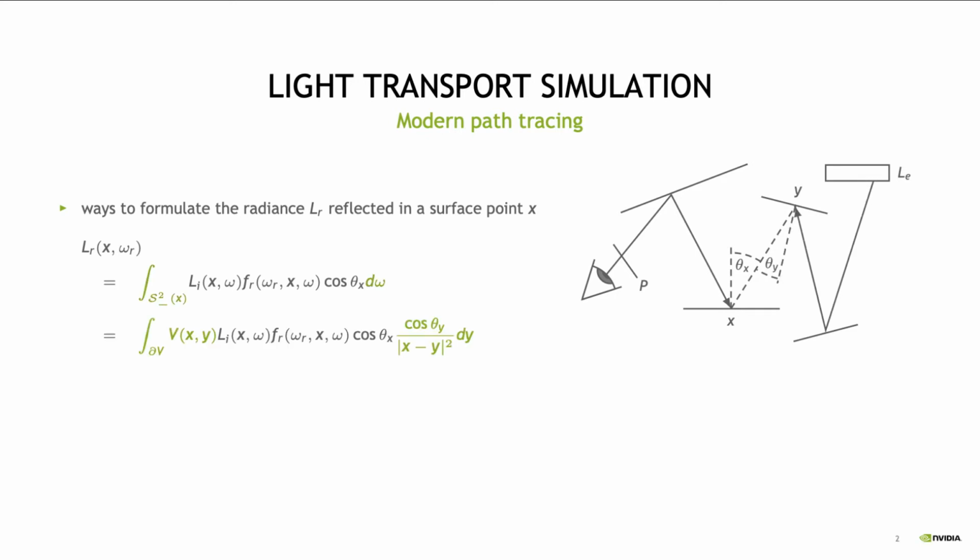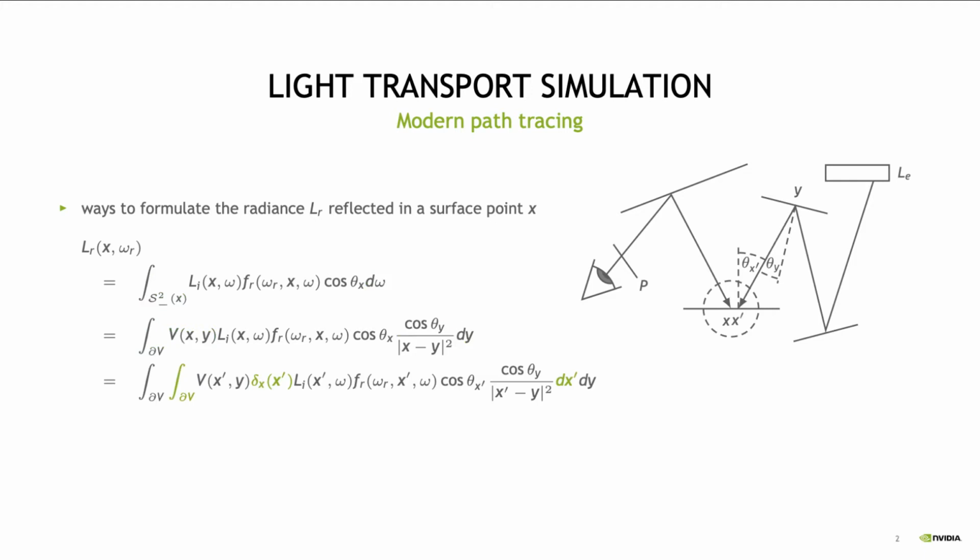Changing the integration domain to the scene surfaces ∂V enables us to connect the point x to any point y on the scene surfaces, which can be used to directly connect to the surface of a light source or to a second path. In the example on the right, our path is connected to a second one originating from a light source. Then, the visibility V of the 2 points x and y must also be considered, and the change of measure introduces an additional term with the cosine of the second angle in the numerator and the distance of the 2 points in the denominator. This term is also known as the geometric term.